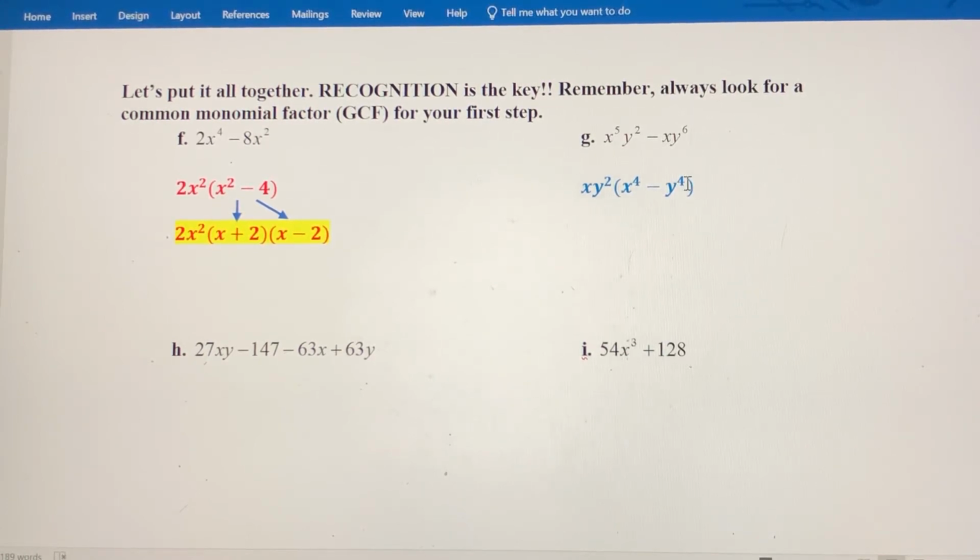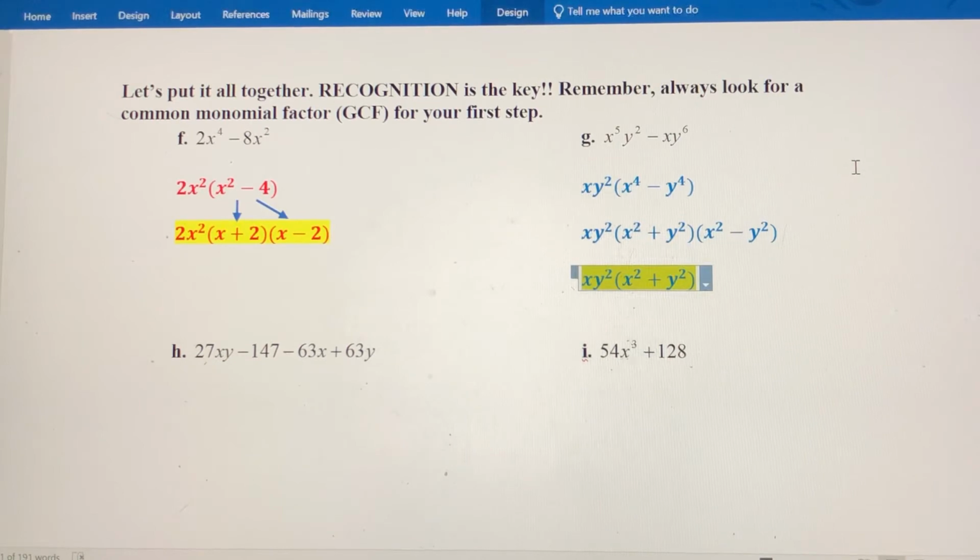Okay, difference of squares here. So I'm going to bring down the xy squared. And when I factor this, I get x squared plus y squared, x squared minus y squared, okay? We had a difference of squares here, so we're going to factor that as the sum and difference of those square roots. Now, hopefully what you recognize is we're not finished. We've got another difference of squares here. So I'm going to rewrite those two.